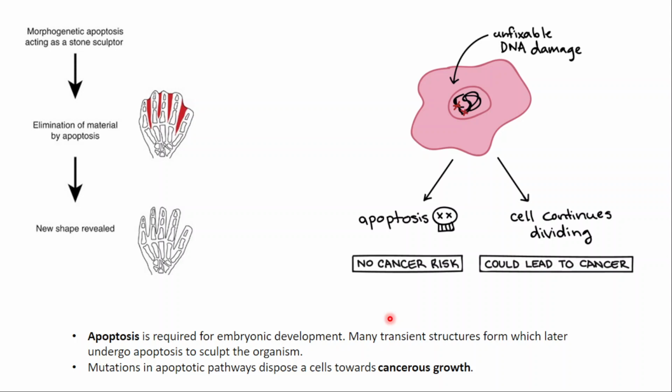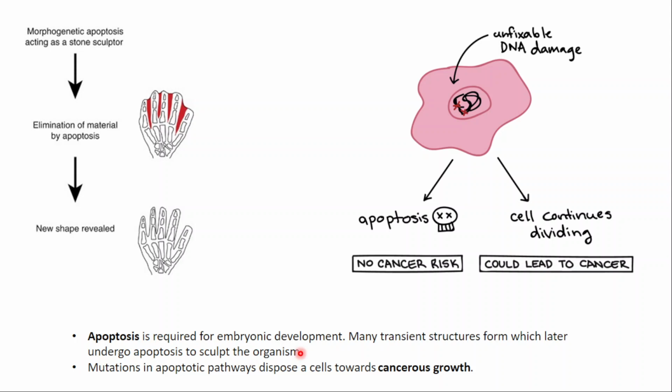So if you see here, I have a simple schematic depicting the roles apoptosis plays in development as well as in cancerous growth. In development, apoptosis is required for embryonic development. Many transient structures form which later undergo apoptosis to sculpt the organism.